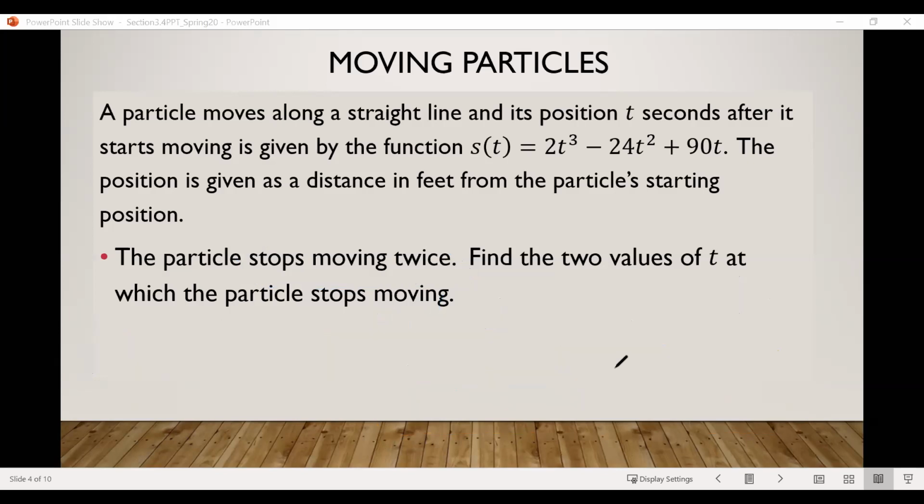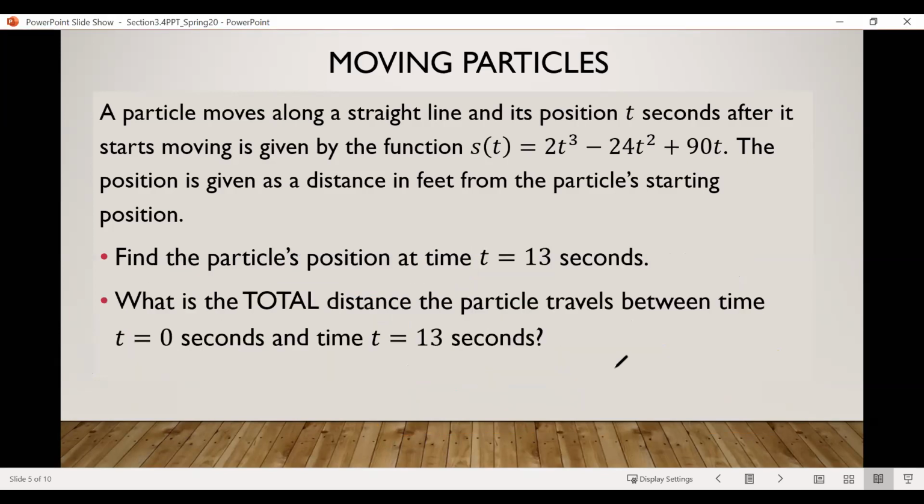All right. Now, a few different things they want us to do here. So first of all, they want us to find the particle's position at time t equals 13 seconds. So if we're just finding the position here, well, that's what our original function gives us. So we just need to do s of 13, so plug in 13 there, and if we do that, we get 1508, and the units on there, remember the outputs are feet, so that's 1508 feet.